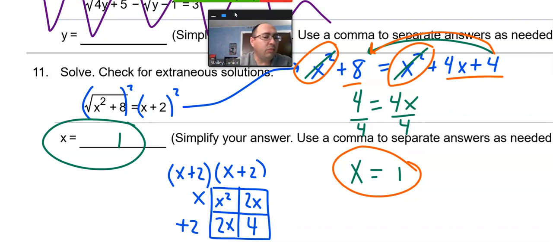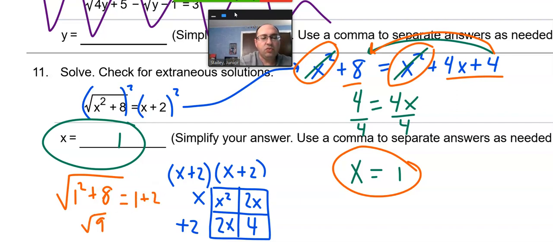You can plug it back in, but, oh, we do have a variable outside the radical, so we better check. So 1 squared plus 8, all right, that's 1 plus 8, which is 9, so it's the square root of 9. On the other side, we have 1 plus 2, which is 3. Ding, ding, ding, good answer.